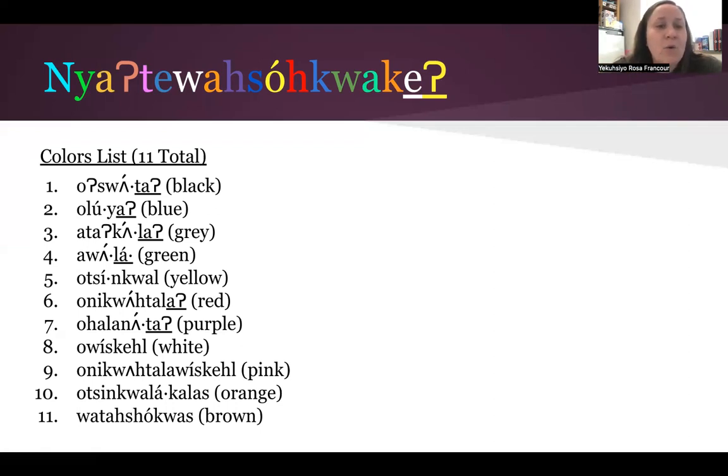Let's see. Oniguantalawiskal. That's the word by itself. Now, if we use it in a sentence, it's oniguantalawiskla. So we have oniguantalawiskal, oniguantalawiskla. I might have said oniguantalawiskla for both of them, but sorry. Ojinkolaglas, orange. Wadasogwas, brown. So those are our words.